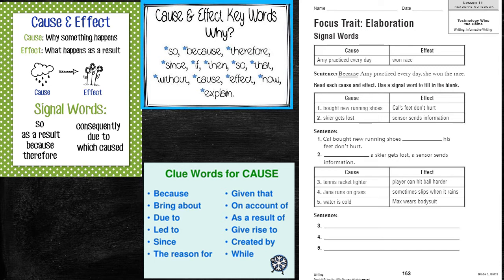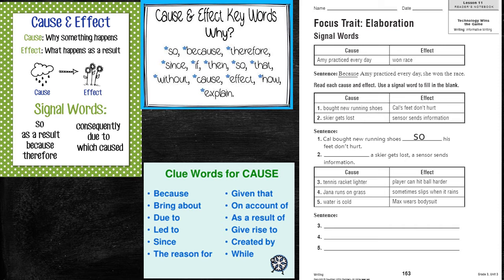Great, so the first one is: bought new running shoes, feet don't hurt. I want you to pause for a second and try looking for a signal word that you want to use, and then I'll share my answers. Okay, great. I'm assuming that you've paused and you've tried. Carl bought new running shoes so his feet don't hurt. So the word so is your signal word towards the effect of what's going to happen because he got new running shoes. So that's one example for you. Try the other one and then I'll share my answer.